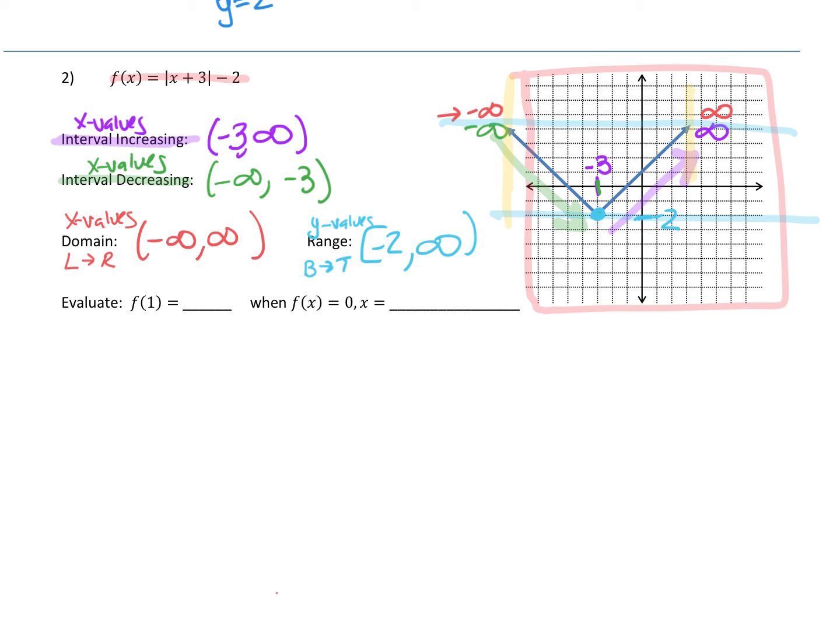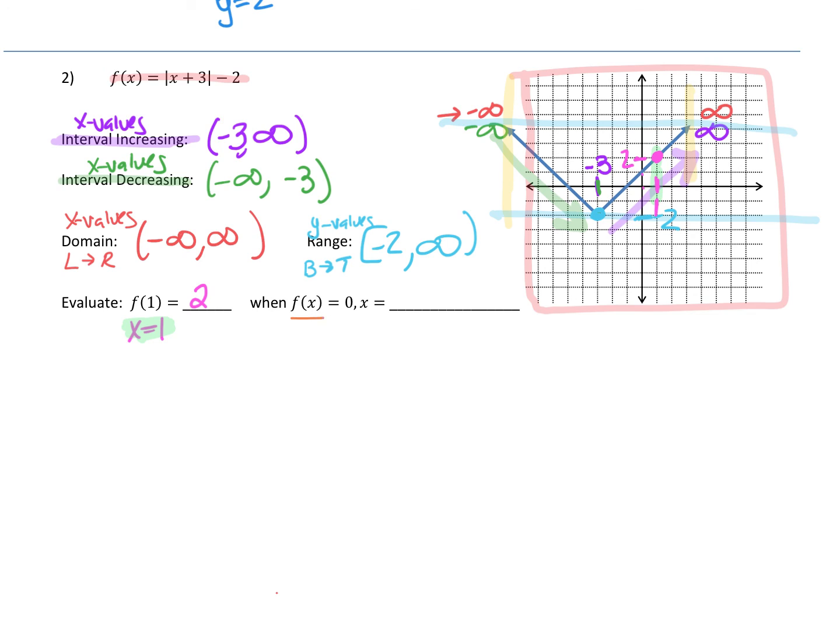Now it wants us to evaluate at 1. So I'm going to go to where x is 1. This means x is 1. So where x is 1 right here, and then I'm going to look at what this point is. So when x is 1, y is 2. So f of 1 equals 2.